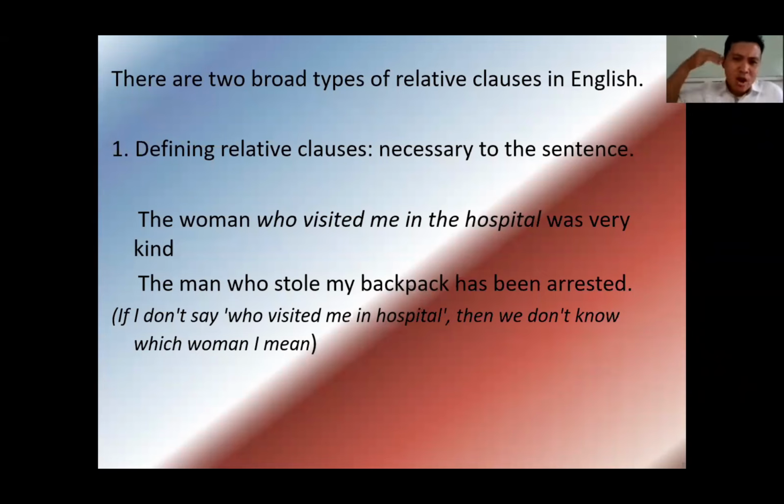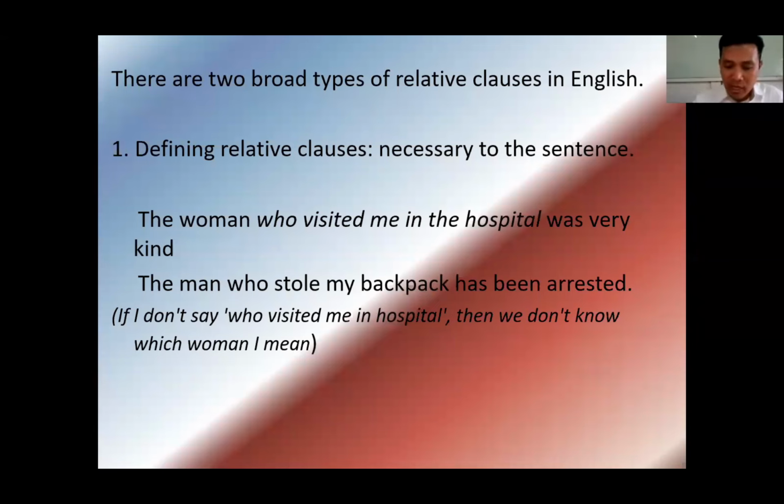Oh, the one who visited you in the hospital was very kind. So this clause is very important. We cannot drop it, we cannot erase it. We need it. If you don't say who visited me in the hospital, then we don't know which woman I mean. Understand? So this is what we call a defining relative clause.